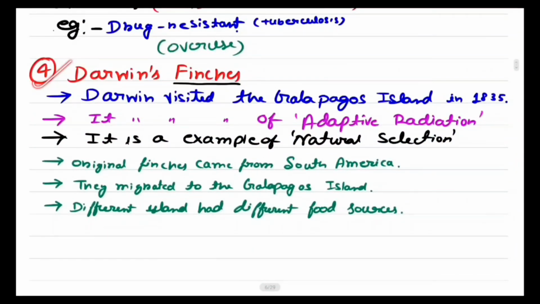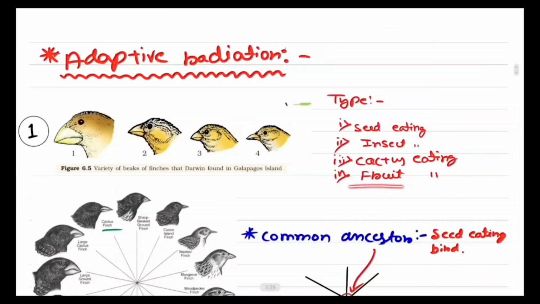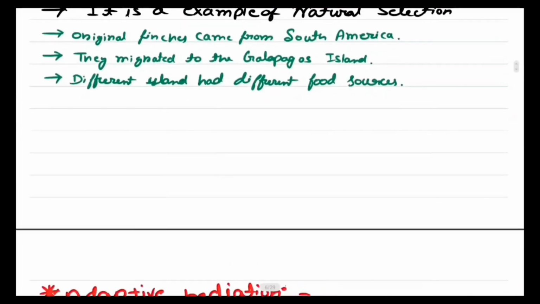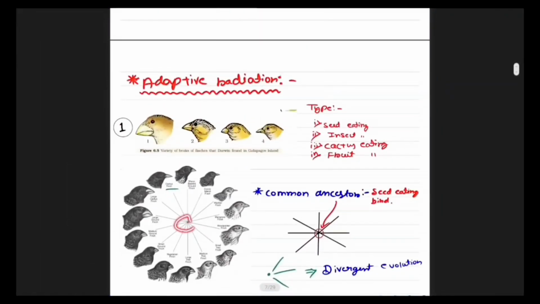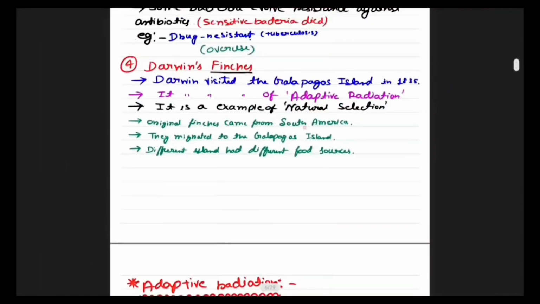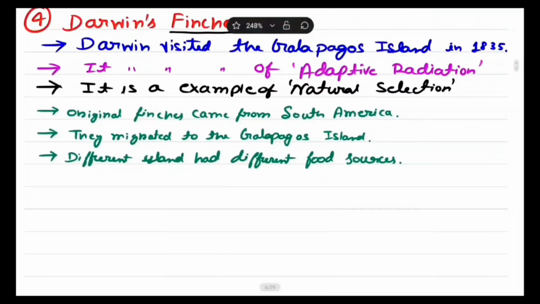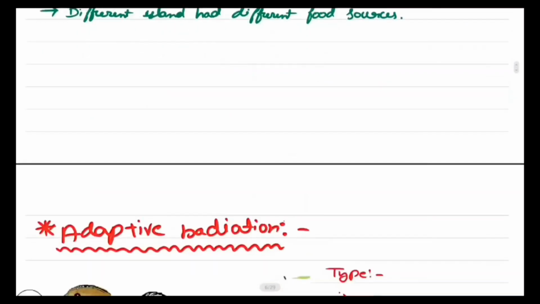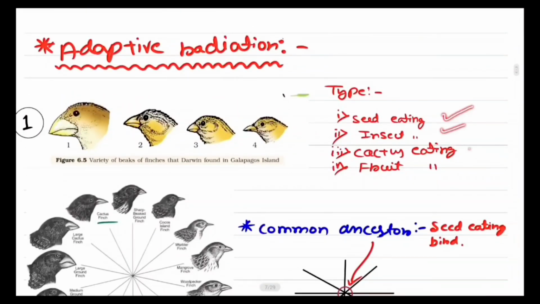Next, Darwin finches. Charles Darwin visited the Galapagos Islands in 1835. He observed many types of finches with different beaks. He saw that all finches evolved from a common ancestral finch from South America. They changed themselves for different food sources and different ecological niches. So, there appeared seed-eating finches, insect-eating finches, cactus-eating finches, and lastly, fruit-eating finches.